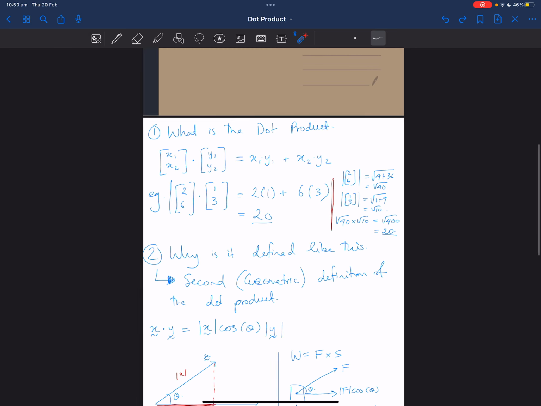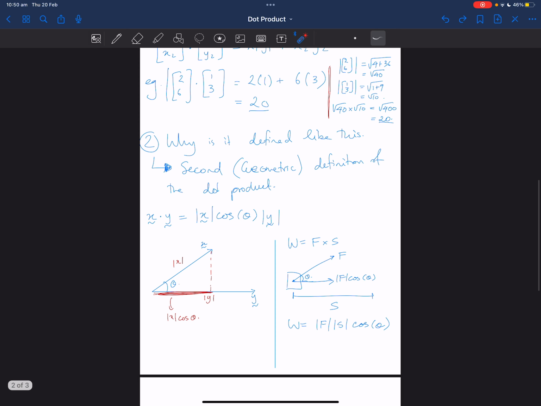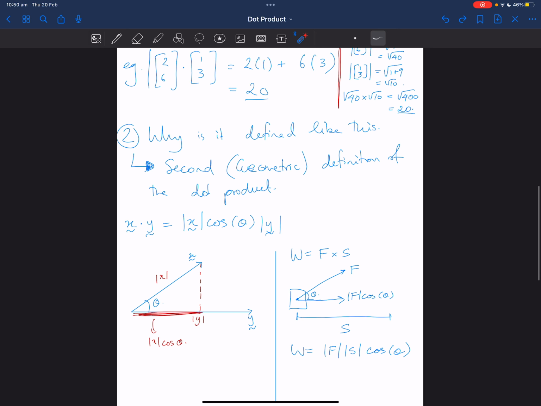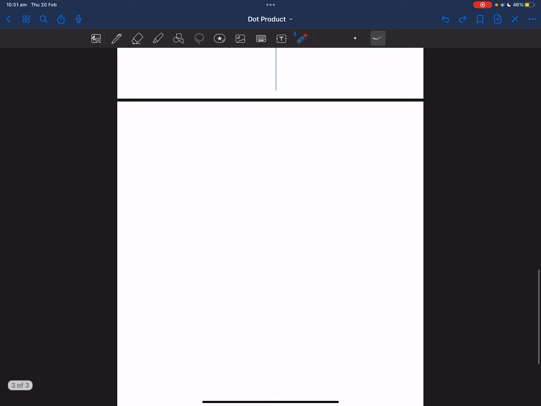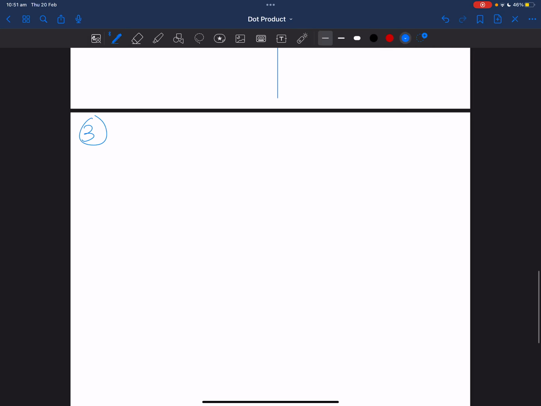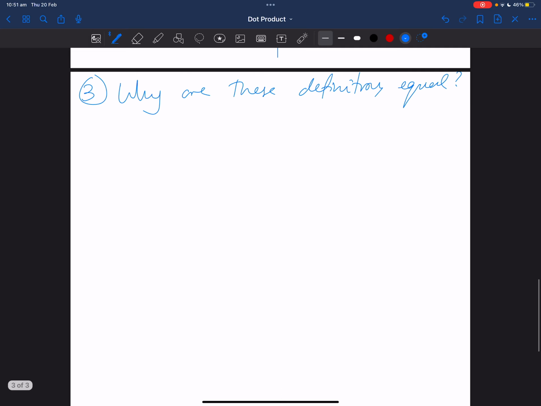Cool. So the only remaining question is, why is this definition equivalent to this definition? Because that's definitely not clear. And so I'll finish this off by a short proof of exactly that. Why are these definitions equal? Cool. So let's draw our diagram again.